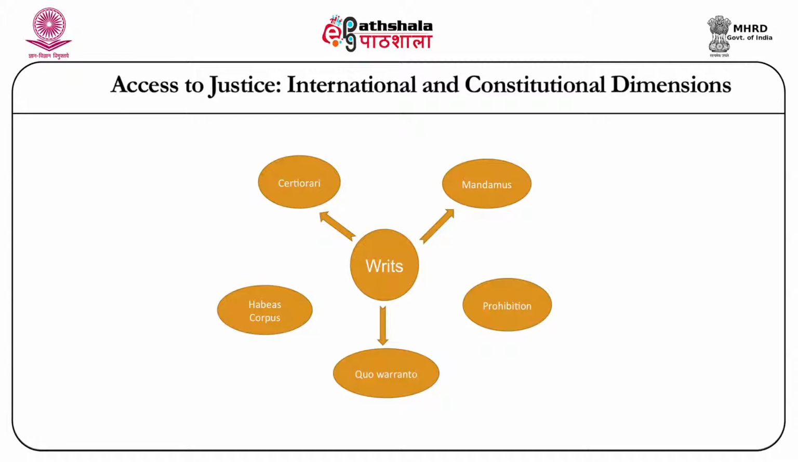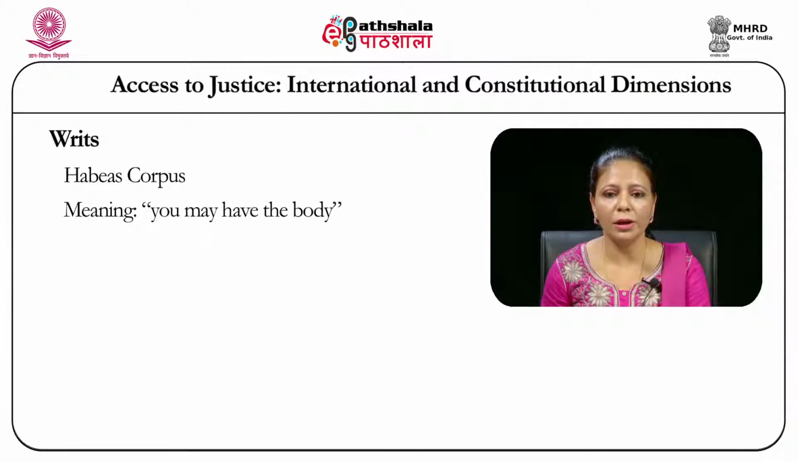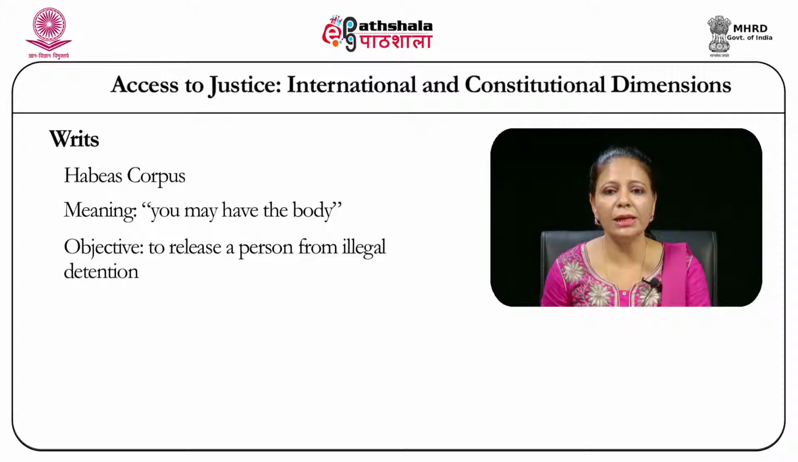Habeas corpus. Habeas corpus is a Latin word which means you may have the body. The main objective of this writ is to release a person from illegal detention. This writ is in the form of an order issued by the court to a person by whom another person is detained, to bring that person before the court and to let the court know by what authority he has detained that person. If the detention is found to be without legal justification, the person is ordered to be released.